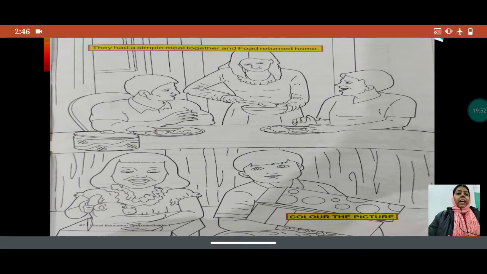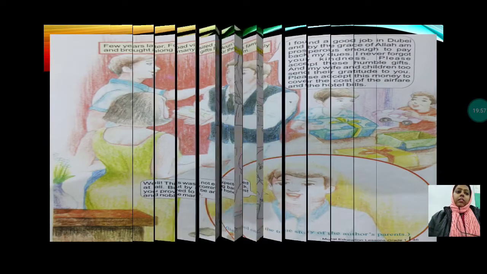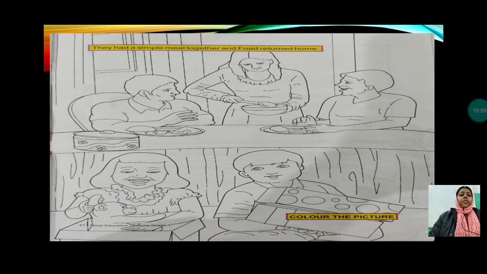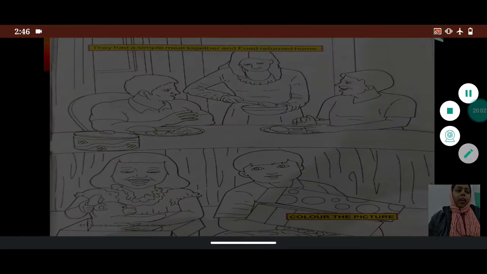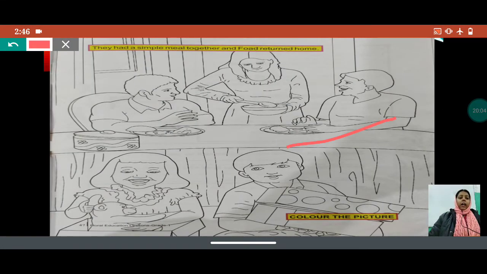Now, they had a simple meal together and Ford returned home. After having a meal with Arun, Ford returned to his house, that is Sri Lanka. Ford returned to Sri Lanka after having a simple meal with Arun and his family. So this was about the sacrifice which Arun made. Now students, you have to color this picture in your book on page number 47.